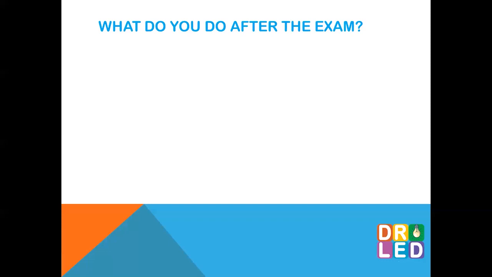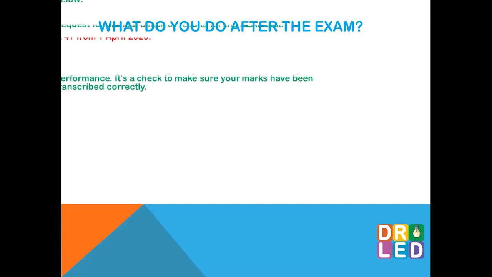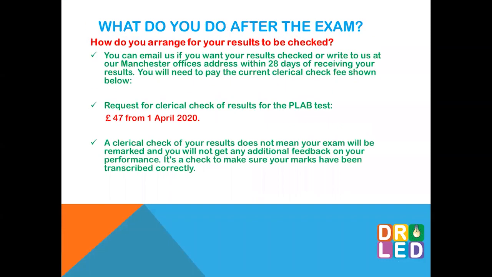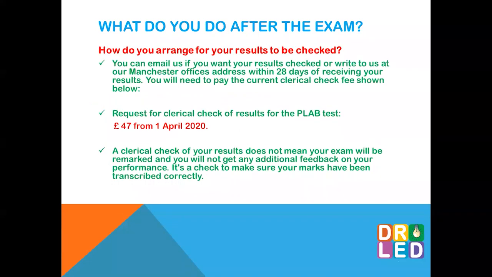So what do you do after the exam? How do you arrange for your results to be checked? You can email us if you want your results checked, or write to us at our Manchester office address within 28 days of receiving your results. You will need to pay the current clerical check fee shown below.